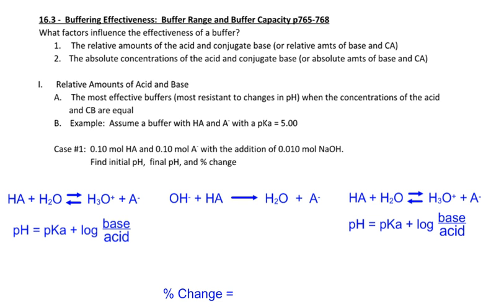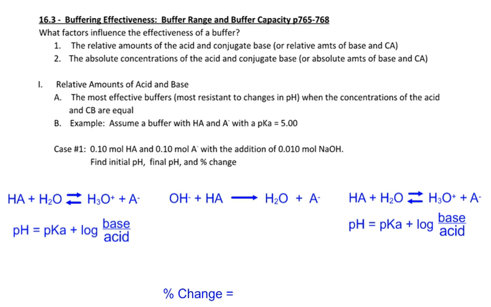So this section is dealing with what kind of things we will be looking at to know how effective a buffer is. One of the things we're going to be looking at is the relative amount of the acid and the conjugate base, meaning the ratio of their molarities. The other thing we need to look at is what's called the absolute concentration. What are the actual molarities? Is there a better system than others? Will a high concentration be better than a low concentration? Those are the things we're looking at in this section.